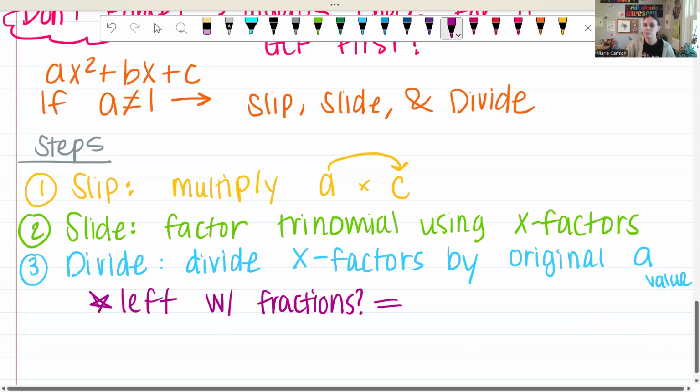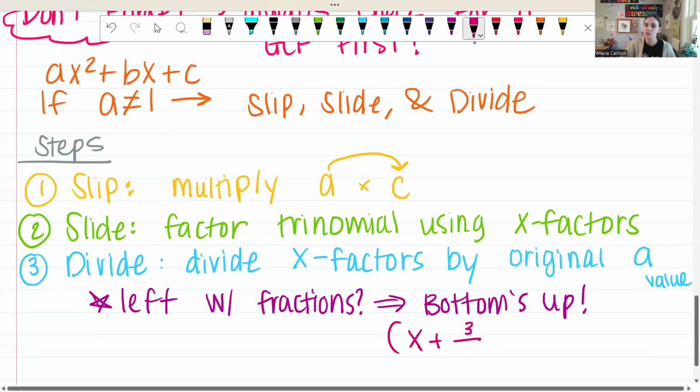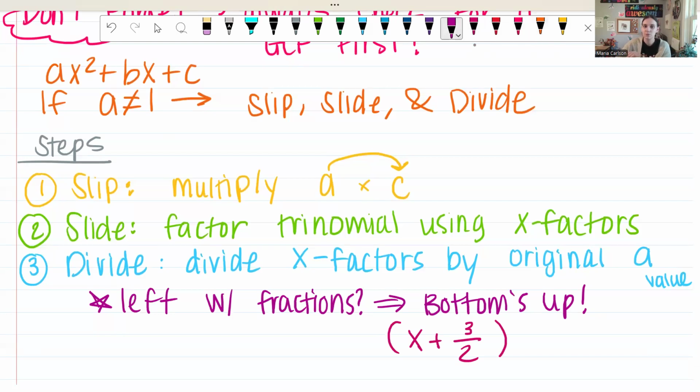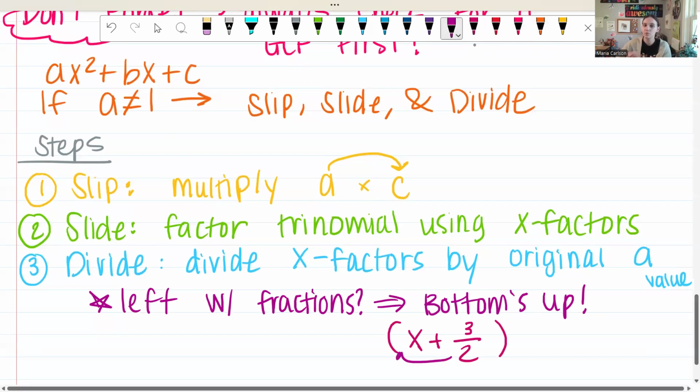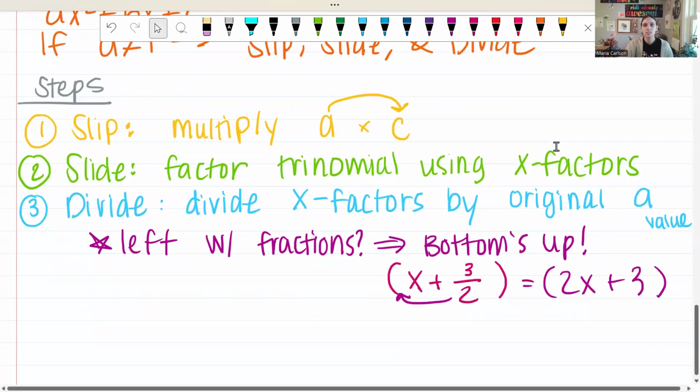In which case you have to do a process that is called bottoms up. And what that means is if I know I have some x plus maybe 3 over 2, I take the bottom of the fraction, and I pull it up to be with x. So this is like 2x plus 3. I really just multiplied that factor by 2. That's fine. We don't want to be left with a fraction, so you can do this bottoms up method if you are left with fractions. So let's see how this looks in practice.